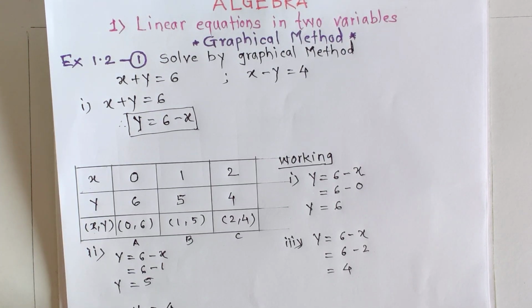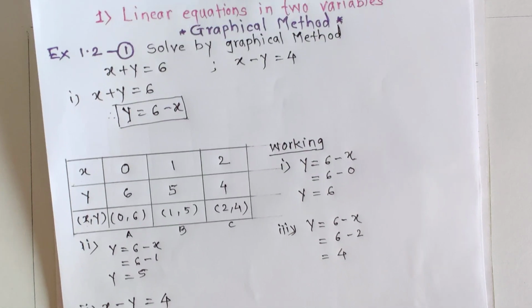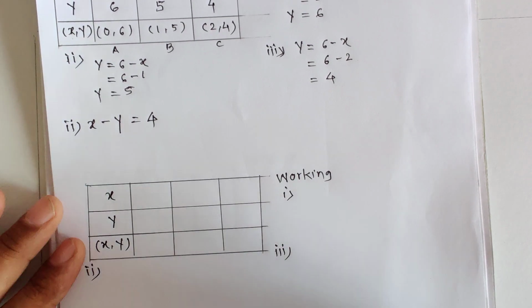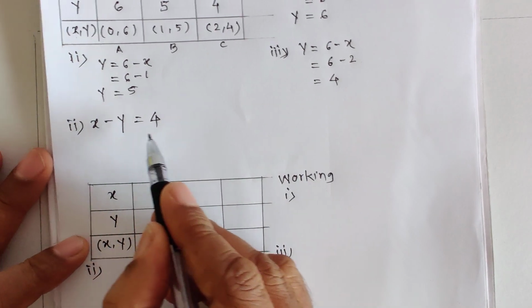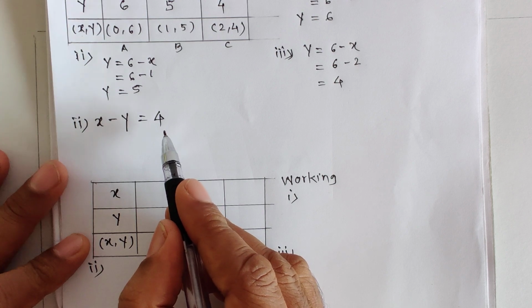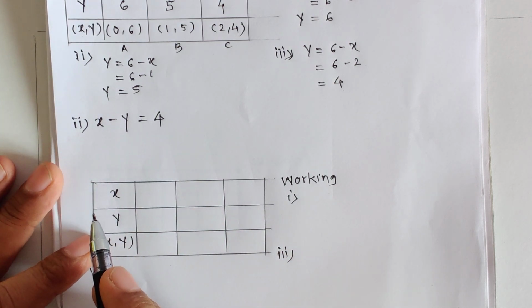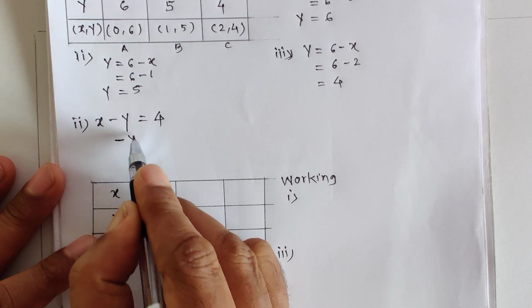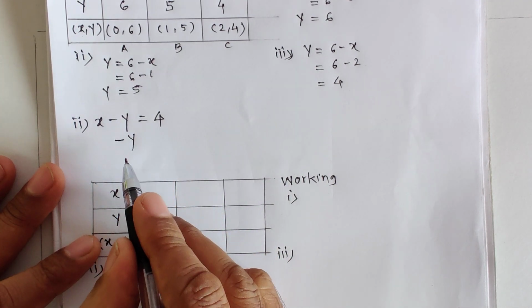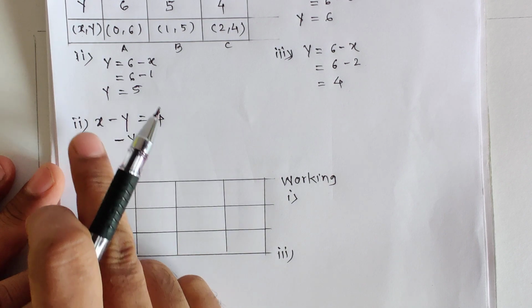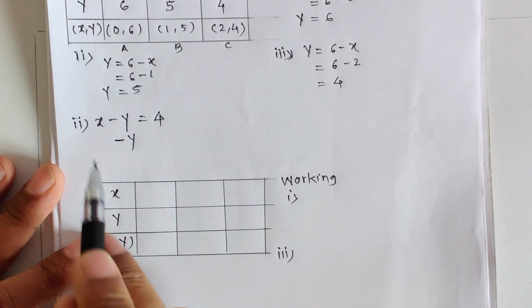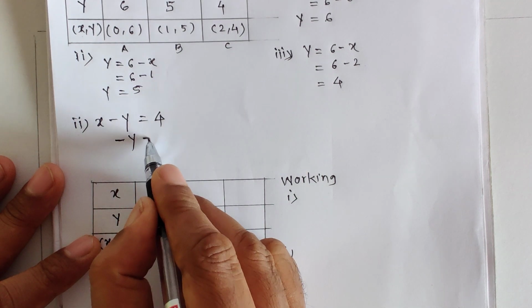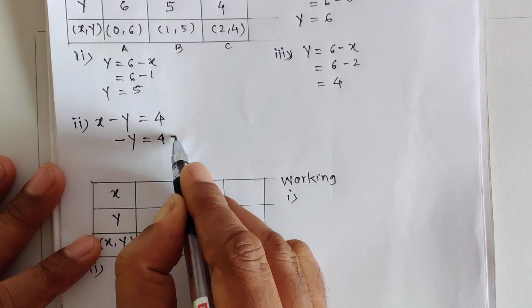Now the same thing we have to do for the second equation. For the second equation we have to repeat the same procedure again. See, here x minus y is equal to 4 is the second equation. Now simplify this equation. How? We have to obtain the formula for y. So except the y term, move all the terms to the right hand side. So minus y is equal to 4 minus x.